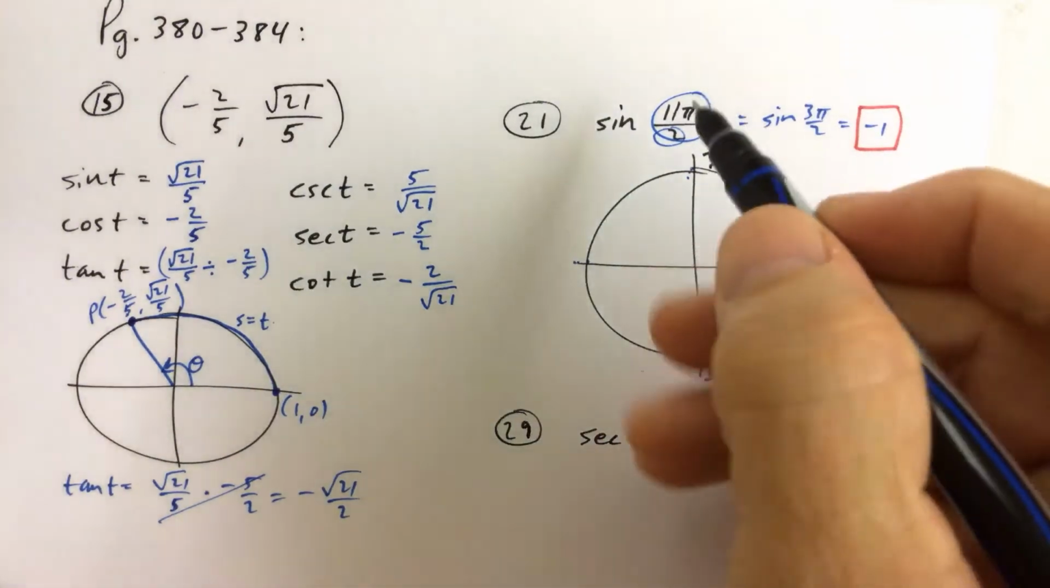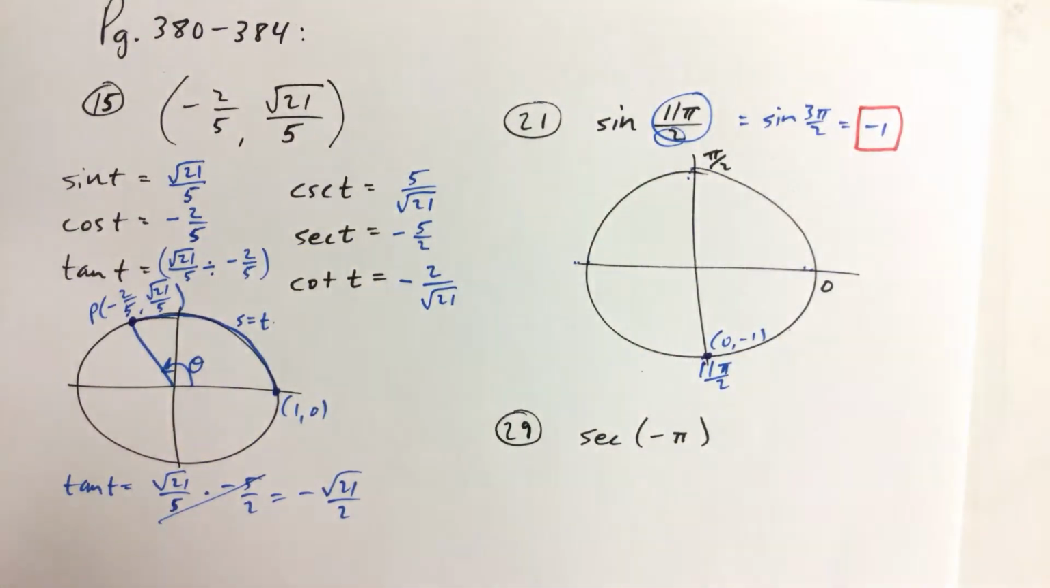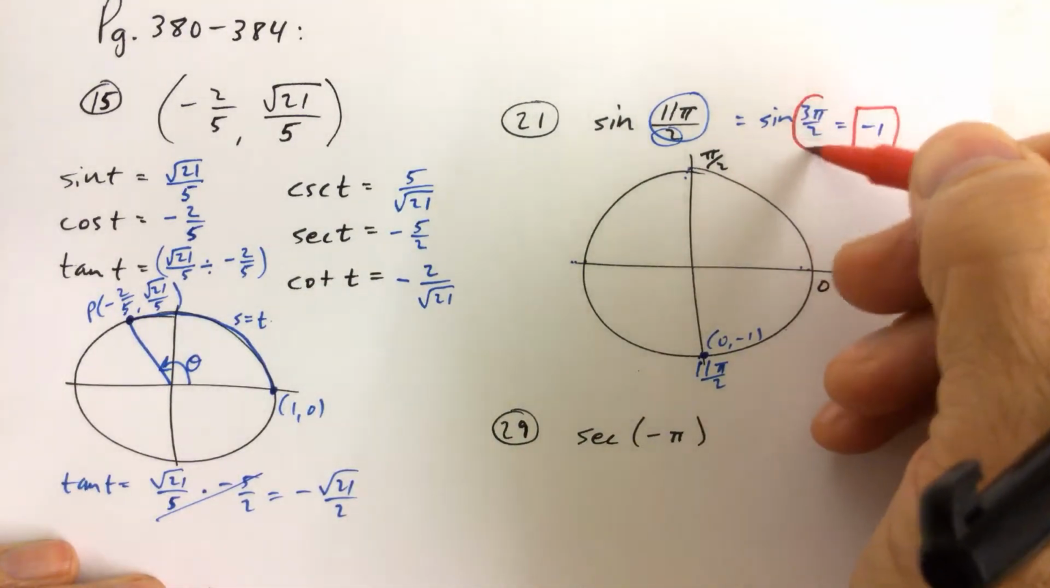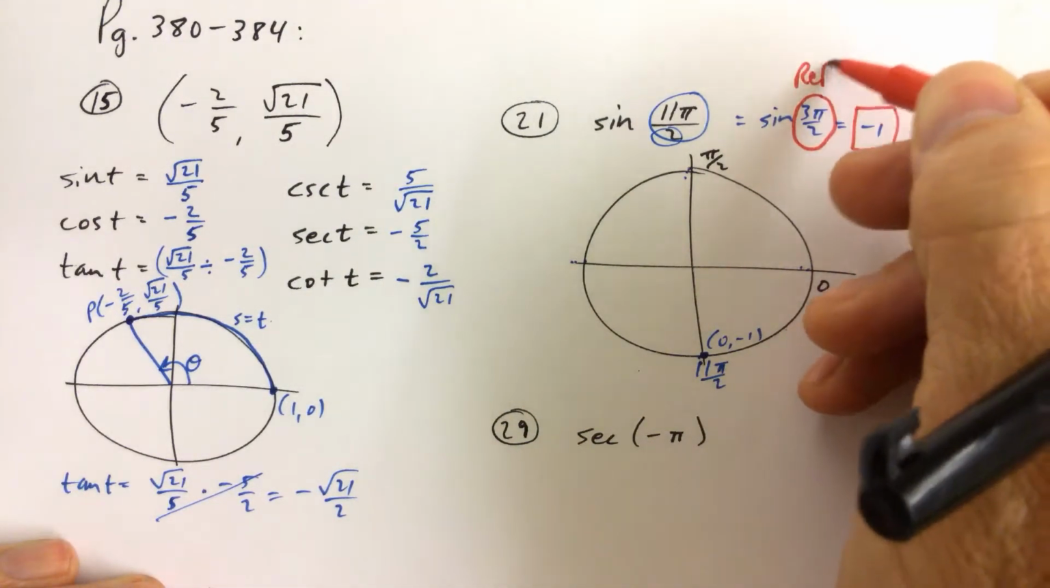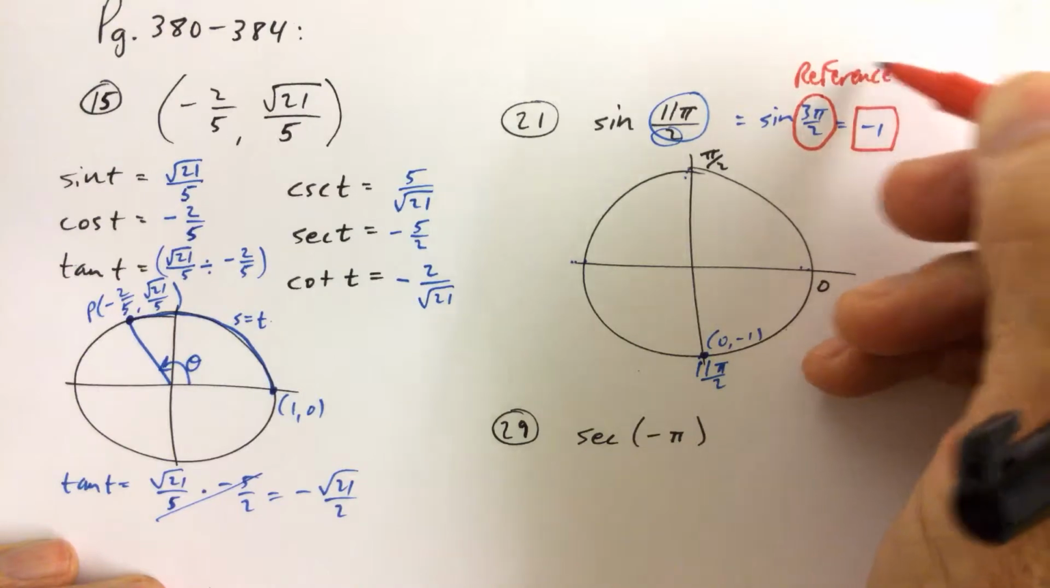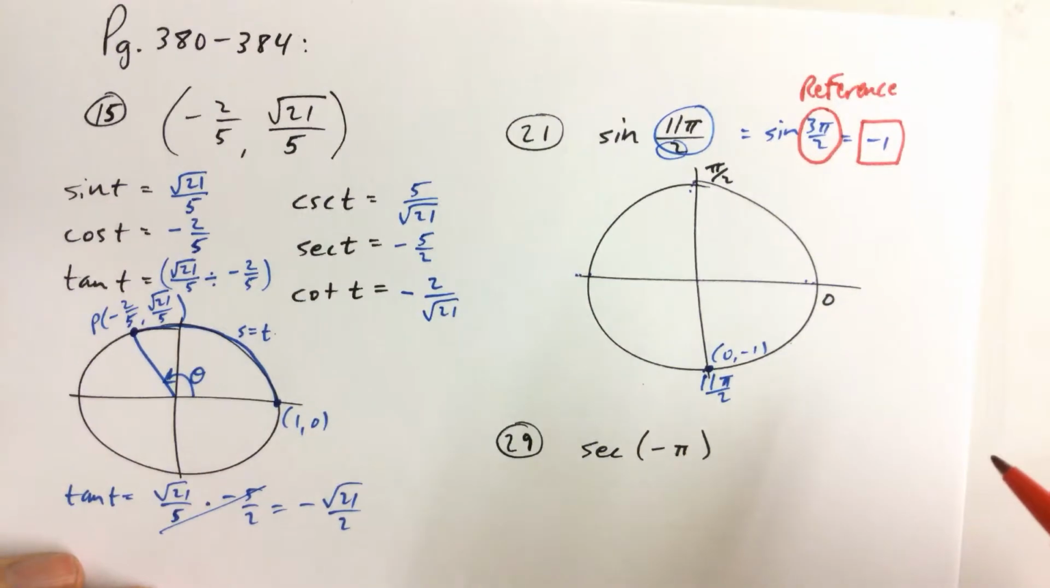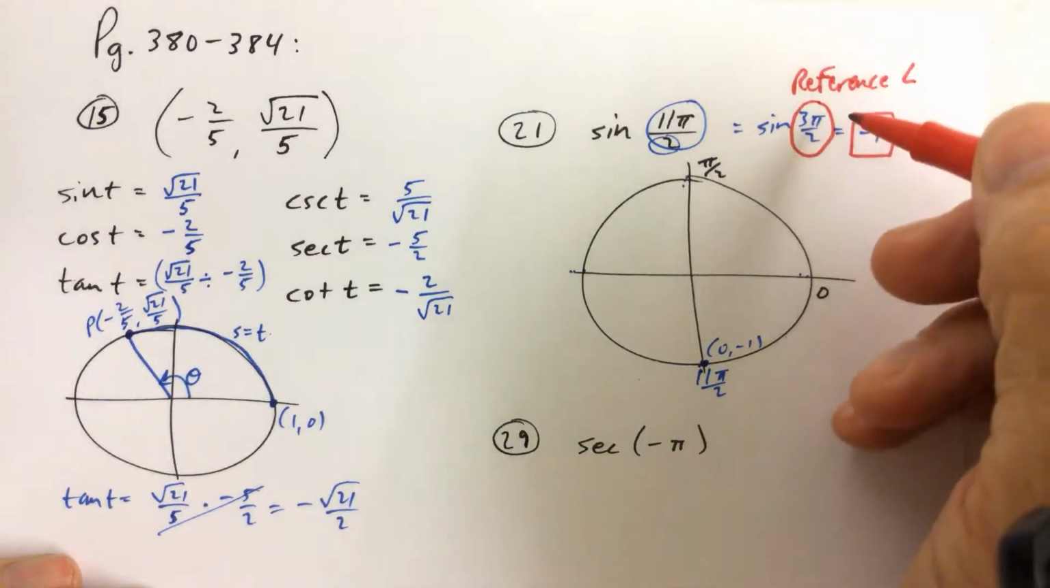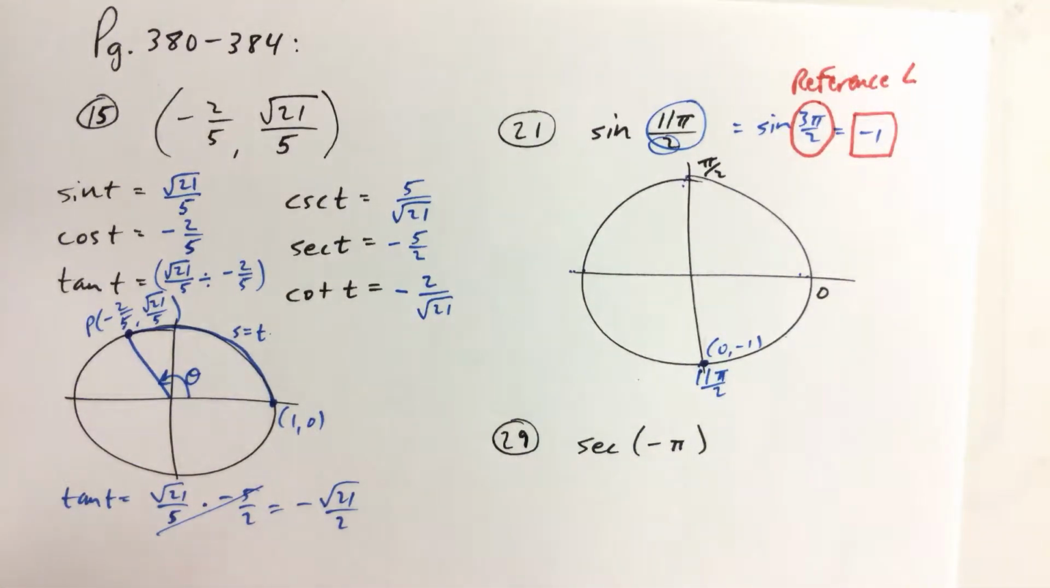So if we want to reference the, call this a reference angle, it's the angle within the unit circle. This is your reference. So where in the unit circle, within one time around, would we fall? And we'd fall on the 3 pi over 2 mark.